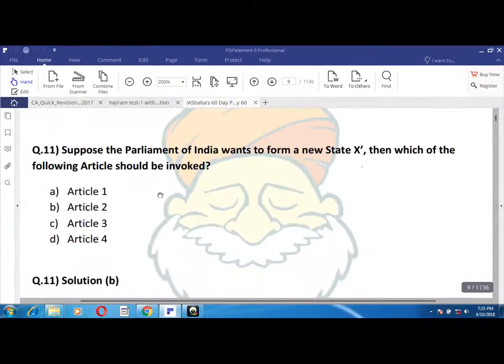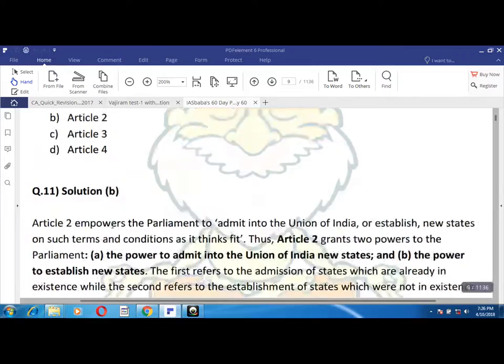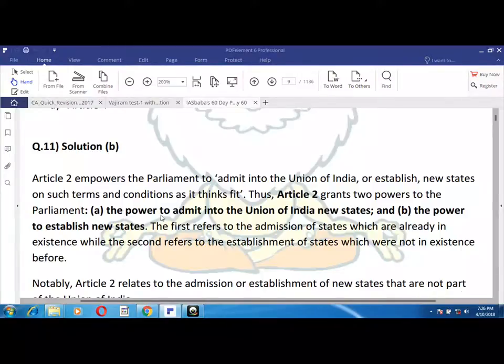Suppose the Parliament of India wants to form a new state X, then which of the following articles should be invoked? It is Article 2. Article 2 will be invoked. Article 2 grants two powers to the Parliament: the power to admit into the Union of India new states, and the power to establish new states.